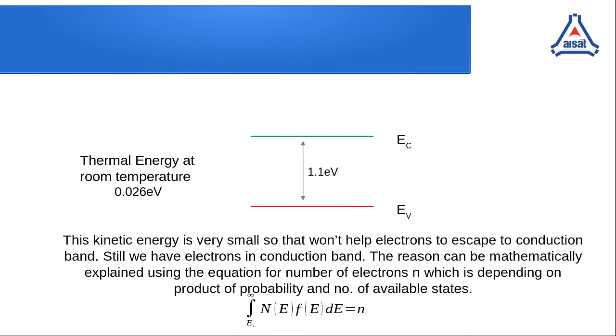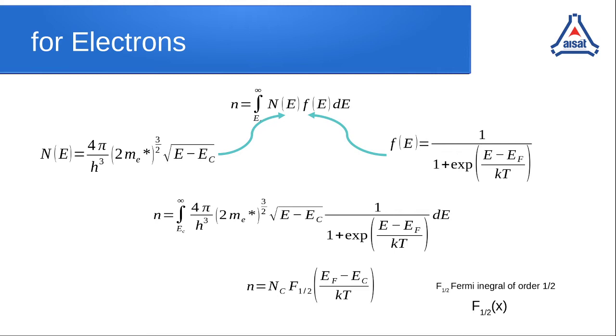But still, at room temperature, there are free electrons in the conduction band. The reason can be mathematically explained using the equation for number of electrons n, where we find that the number of electrons depends upon the probability and also the density of states, or available energy states. That explains the fact that there will be free electrons in the conduction band. We will try to get some mathematical insight about the concentration of electrons and holes, electrons in the conduction band and holes in the valence band.